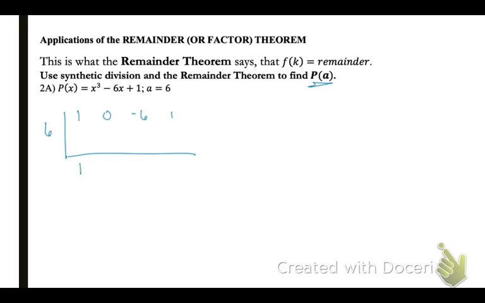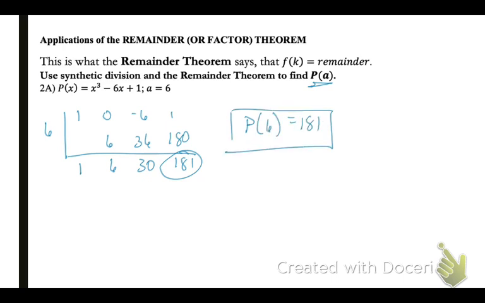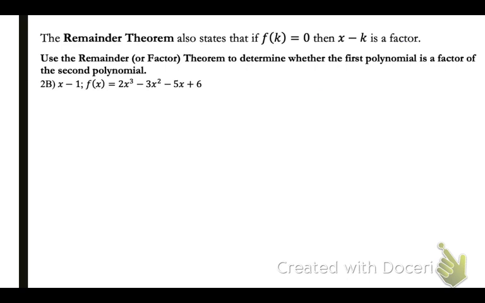So we do the process, multiply diagonally and add vertically. And my last number, my remainder, is 181. So that means in my function p, if I plug in 6 for x, I will get 181. And now the third application of this is that you can use synthetic division to determine whether the first polynomial is a factor of the second. So we're going to see if x minus 1 divides evenly into the f of x function.